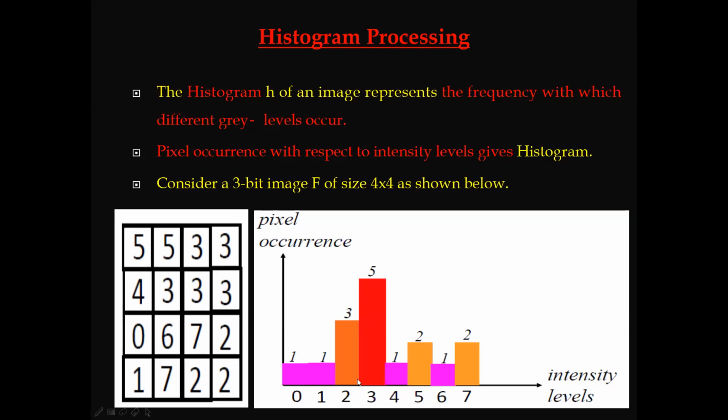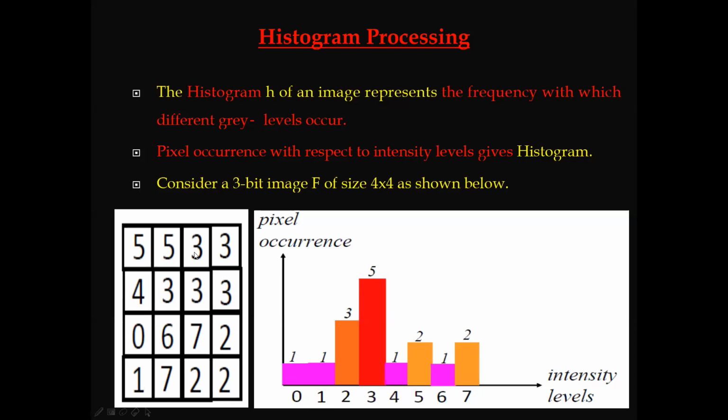Okay, so we represented it here on the graph. 0 occurs only one time. Next, coming to 2: how many times does 2 occur in the given image? 2 is occurring 3 times. So 1, 2, 3, 3 times. And 1: how many times does the intensity level 1 occur? Only once.